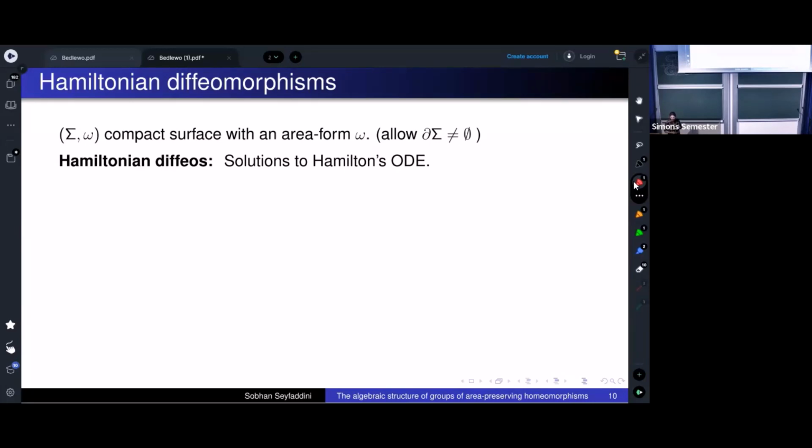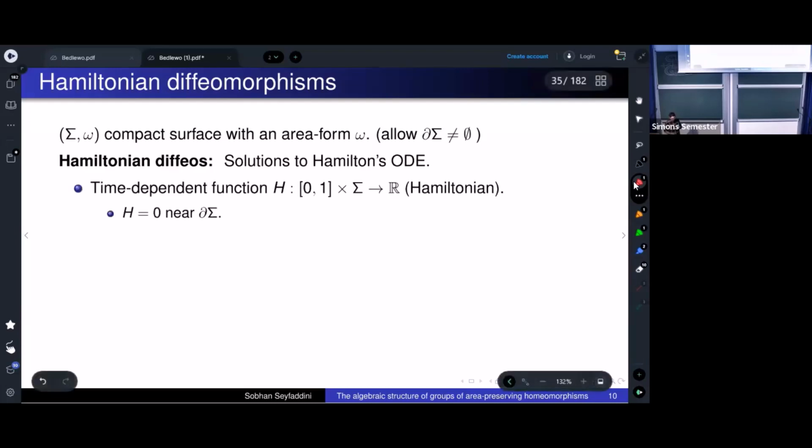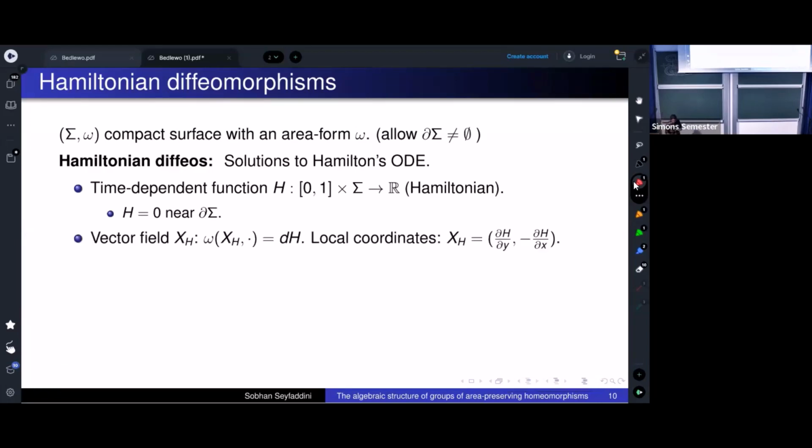Now Hamiltonian diffeomorphisms of a surface or general symplectic manifold arise as solutions to Hamilton's famous ODE. Let me quickly recall the notation and the definition. You begin by taking a time-dependent Hamiltonian H. The [0,1] here stands for the time variable, and the Hamiltonian is just a time-dependent function on the surface. If the surface has boundary, I assume that the Hamiltonian is identically 0 near the boundary of the surface. Now, using the symplectic structure, you can associate to this a vector field, which in a coordinate-independent way is defined by saying it's the vector field which, once you plug it into the first component of the symplectic form, gives you back the differential of the Hamiltonian.